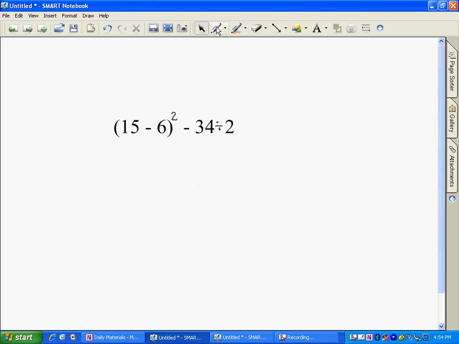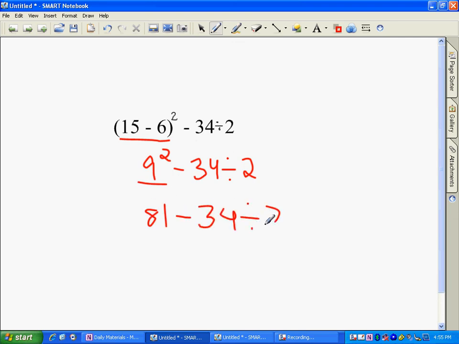Okay, it is 15 minus 6 in parentheses, and that is all squared, minus 34 divided by 2. So when we use our parentheses, we have 15 minus 6, which is 9. So we have 9 squared minus 34 divided by 2. Then we have our exponents, 9 squared, and remember 9 squared is equal to 9 times 9. It's not 9 times 2, it means 2 9s multiplied by each other. So it's 9 times 9, which is 81. So we're left with 81 minus 34 divided by 2.